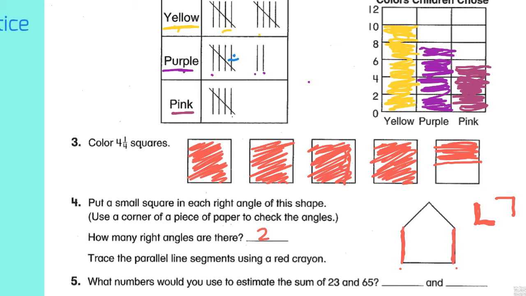Number 5, what numbers would you use to estimate the sum of 23 and 65? So when we estimate, we round our numbers. And you remember, if the number ends in a 5 or above, we round up. 4 or below, we round down. So the number 23, we would use the number 20. And for number 65, we would round up and we'd use the number 70. Okay.